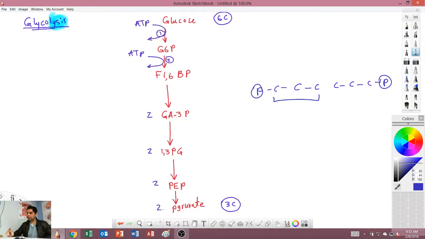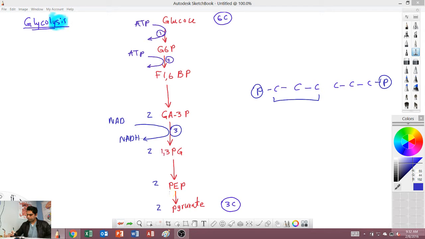Now, glyceraldehyde 3-phosphate can be converted to 1,3-bisphosphoglycerate with the help of glyceraldehyde dehydrogenase. So enzyme number 3, right? When it's a dehydrogenase in general, all dehydrogenases use what? NAD. And this will take NAD and produce NADH. So let me just put 7 then.